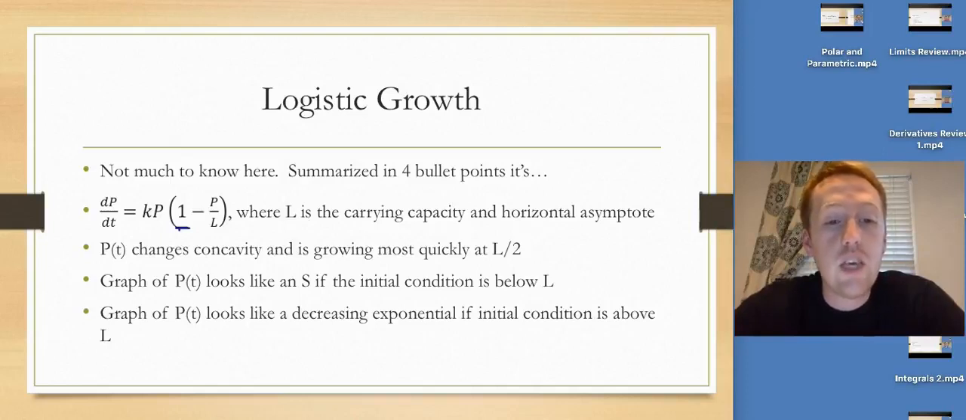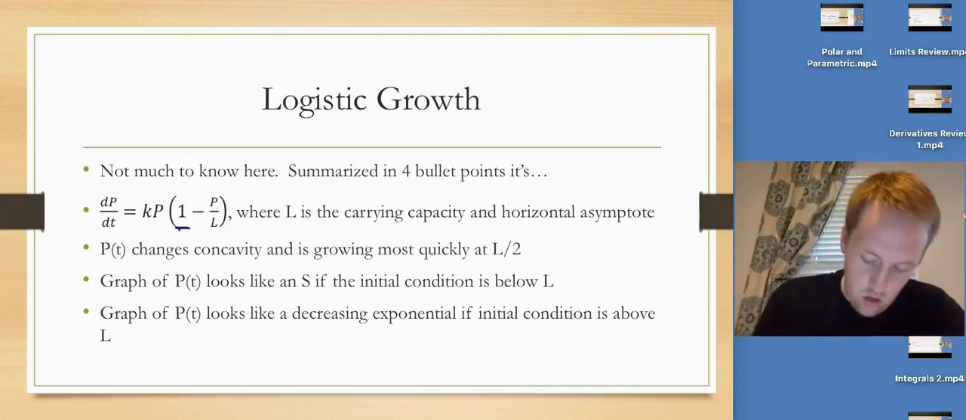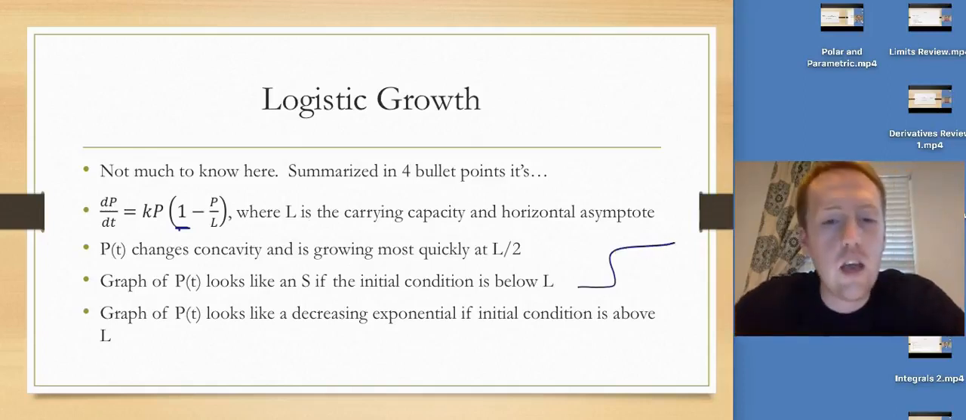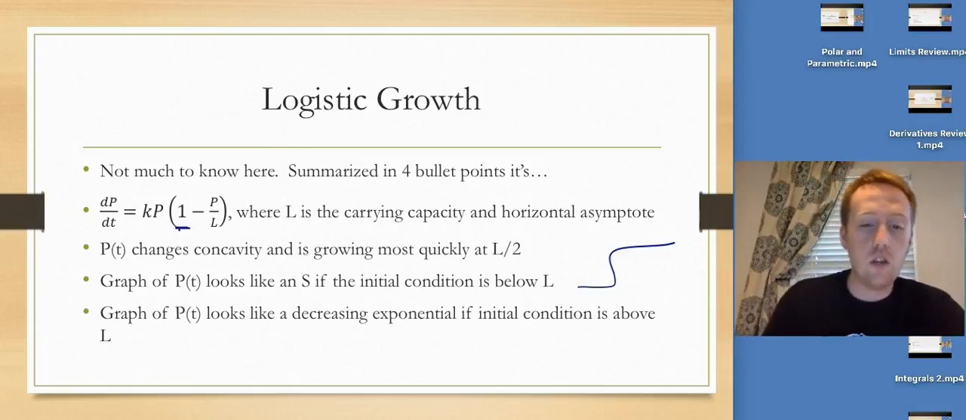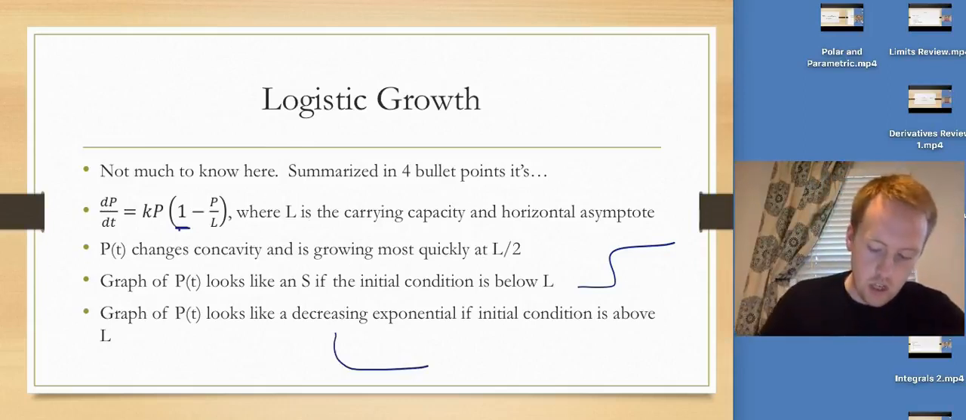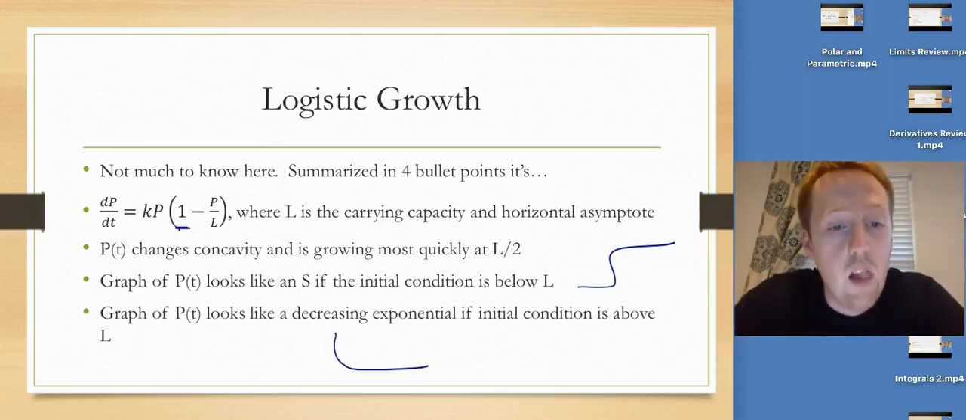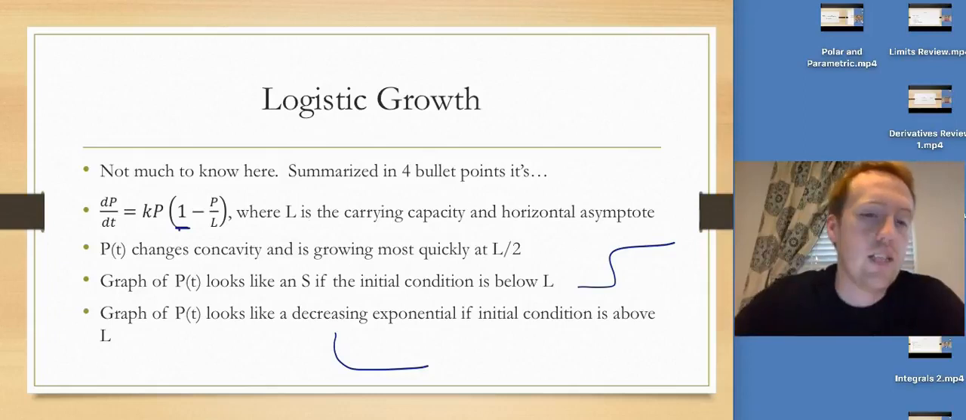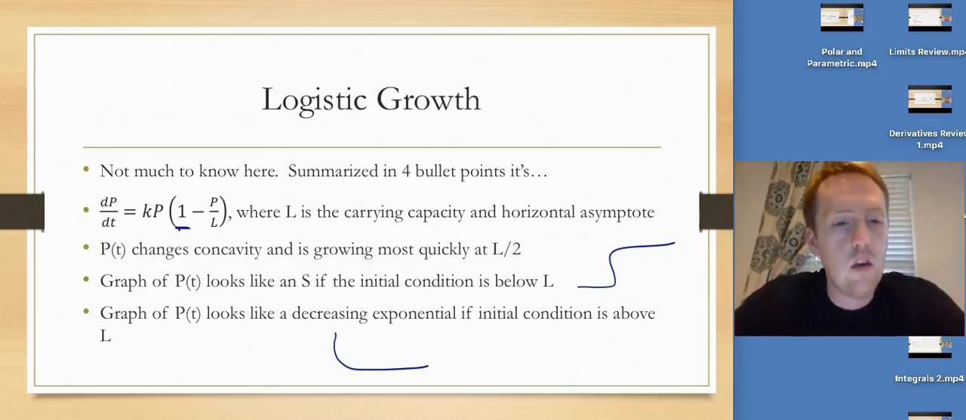The graph of P of t looks like an S, kind of like that, if the initial condition is below L. And the graph of P of t looks kind of like a decreasing exponential function if the initial condition is above L. So also worth noting then is if our initial condition is above L, it will never change concavity and it will not have a growing most quickly time because it's always decreasing.